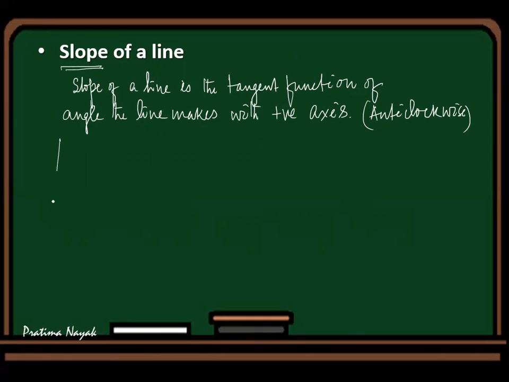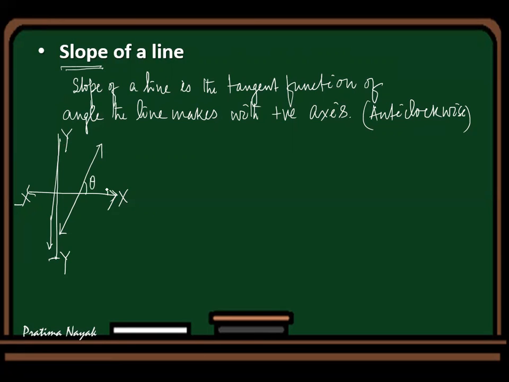Now let us take the example. This is your coordinate axis. This is your positive x axis, this is negative x axis. This is positive y and this below is negative y. So right side is your positive x, left side is your negative x. Upward direction is your positive y and downward is your negative y. So when I'm making a line, it makes an angle theta.